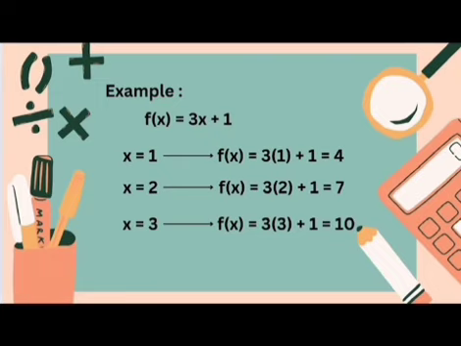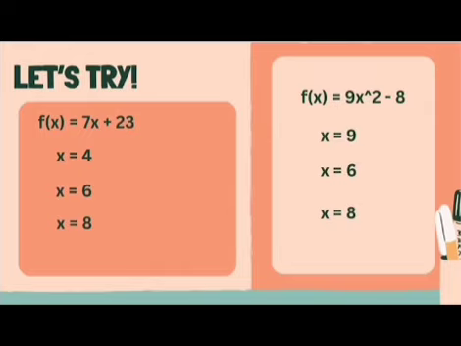F of x is equal to 3x plus 1. Find f of x when x is equal to 2. Let's write f of x is equal to 3 times the quantity 2, plus 1, which is equal to 7. Another one: f of x is equal to 3x plus 1, find f of x when x is equal to 3. So let's write f of x is equal to 3 times the quantity 3, plus 1, which is equal to 10.